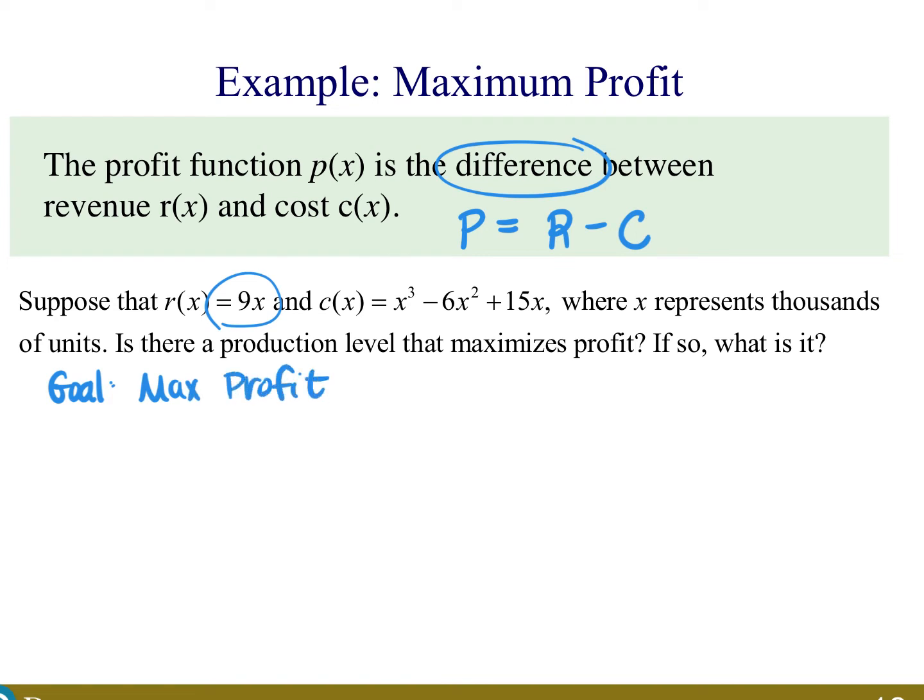Which means I need to come up with an equation for the profit P. So what's my equation going to start with? P equals R minus C. So P equals 9x minus the quantity x cubed minus 6x squared plus 15x. And so that's it. That's the algebra. You're done with that.